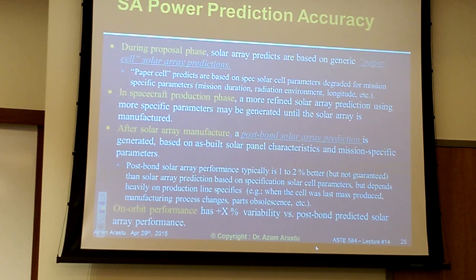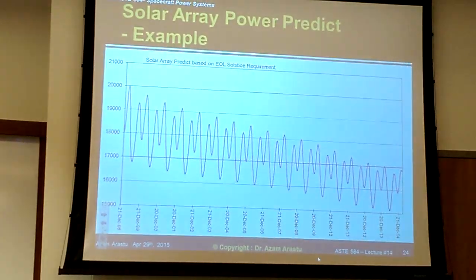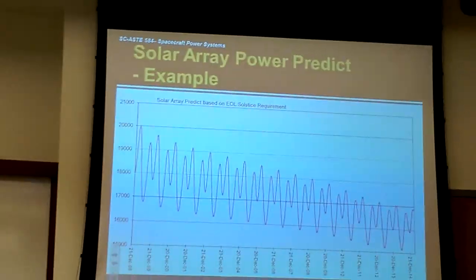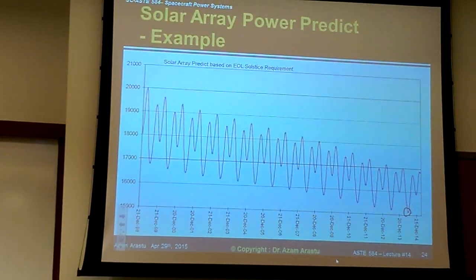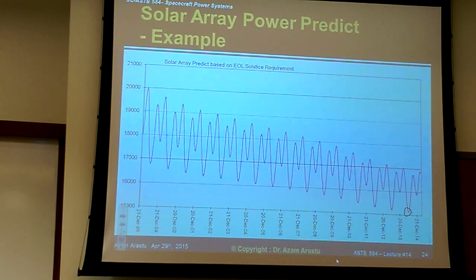Now, the question is, you have to design to be guaranteed to be able to provide this kind of power at the end of 15 years. Right? But I don't have data. All I have is beginning of life. When I build the array, I'm building at room temperature, and I'm testing it under simulated light condition. I don't have radiation. So I have to have a very, very good model to be able to predict that.